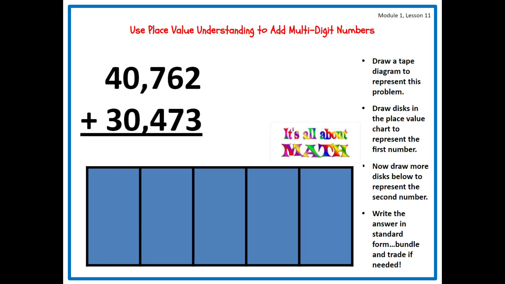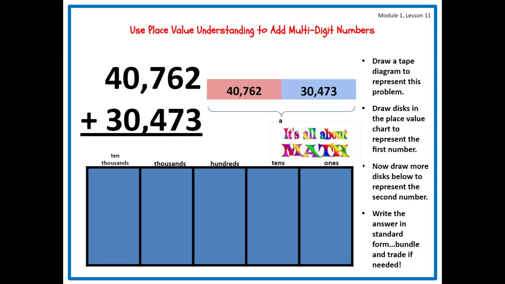Okay, so we are going to try this again, but we're going to increase the places in our chart and in our numbers, and we are going to build these 2 numbers on our chart. So first though, on the right, it says we're going to draw a tape diagram. Okay, so we've got 2 parts, 40,762 plus 30,473. And on a tape diagram, that would look like, yes, that's right. It would look like the same thing in the previous problem. The numbers are just bigger. And then we would move on to drawing our discs.